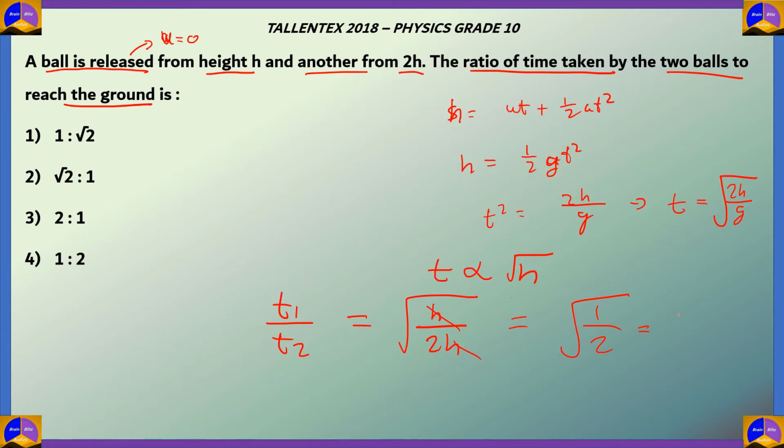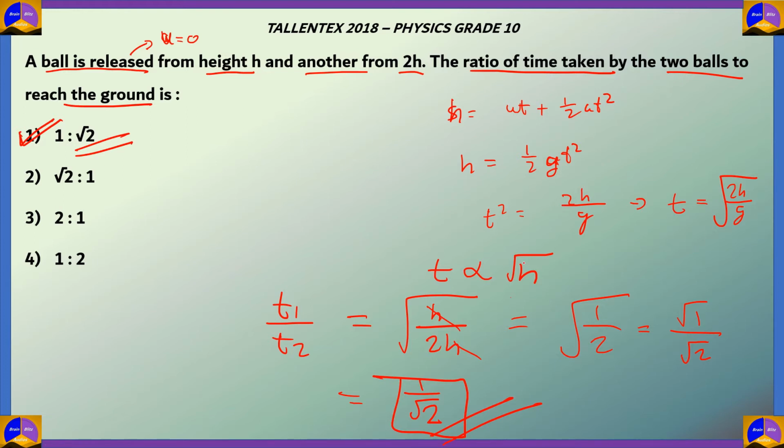So the root can now be distributed to the numerator and the denominator separately. So that's root 1 by root 2. We know that under root of 1 is 1. So it is 1 divided by root 2. The correct answer for this question is option 1. 1 is to root 2.